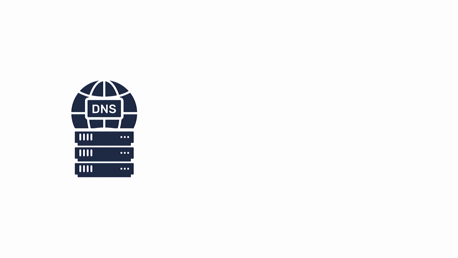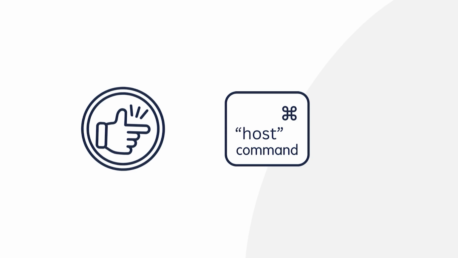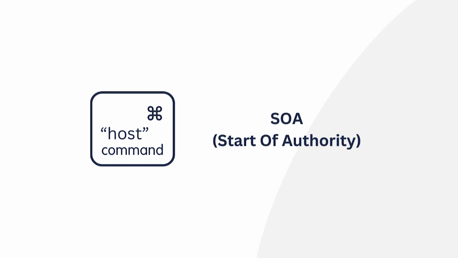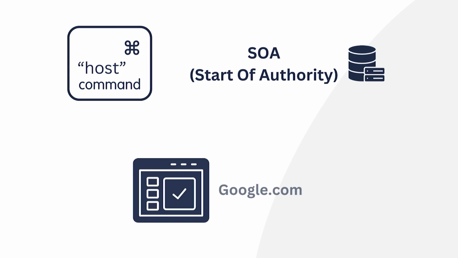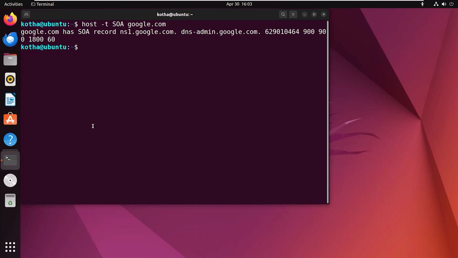Next comes the DNS server query for SOA or start of authority. Here I will again use the host command with the option -d and this command will retrieve the SOA records for the hostname google.com. So typing host -d SOA for start of authority and then the hostname google.com. Hit enter and see the command has shown the SOA records for the host google.com.